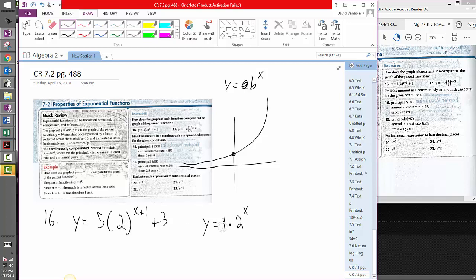All right? Well, the 5 stretches this thing out. It gives it a stronger slope. So it makes it grow a little taller. So if you did y equals just 2 to the x, it might look like this. Y equals 5 times 2 to the x would do like this. Instead of it being a y-intercept at 1, it'd be a y-intercept at 5, because you'd multiply the y-intercept by 5. All right? But here's what's important to focus on.